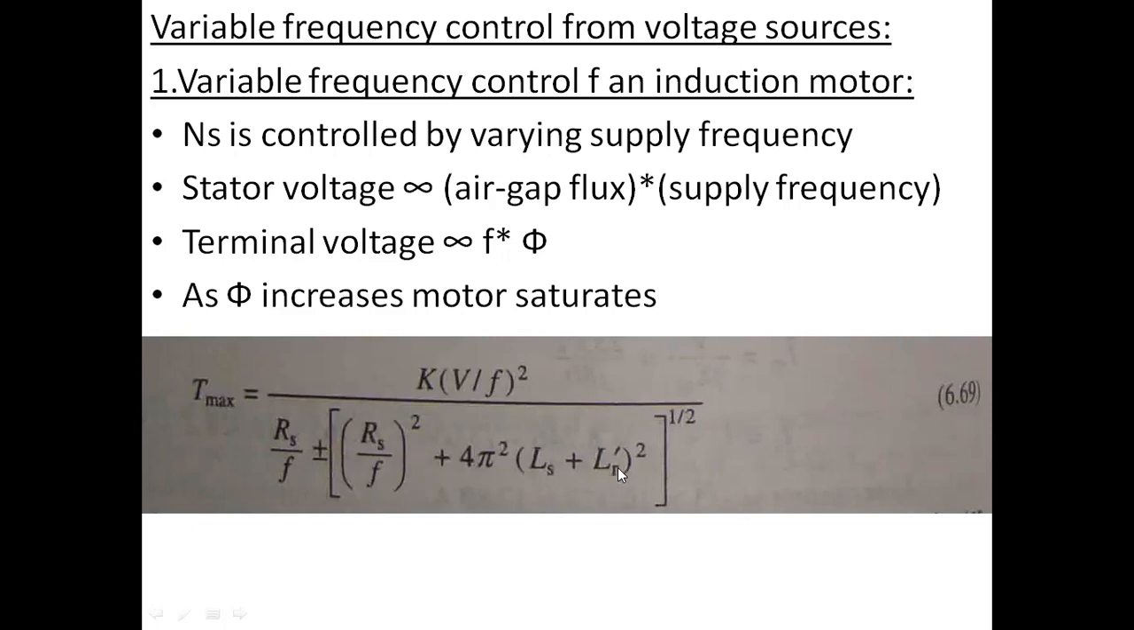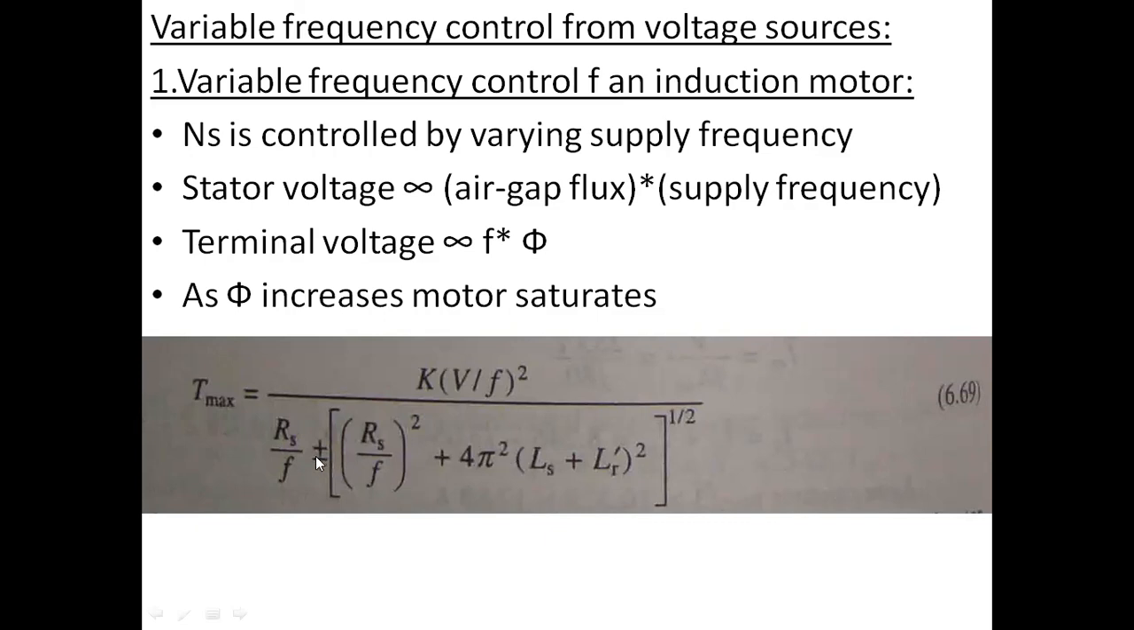Actually, Ls means stator inductance, Lr means rotor inductance. So I am taking Lr dash, which means the stator referred rotor inductance, as we take in transformers, I2 dash, which means secondary current referred to primary. So here also, Lr dash means the rotor quantity referred to the stator.